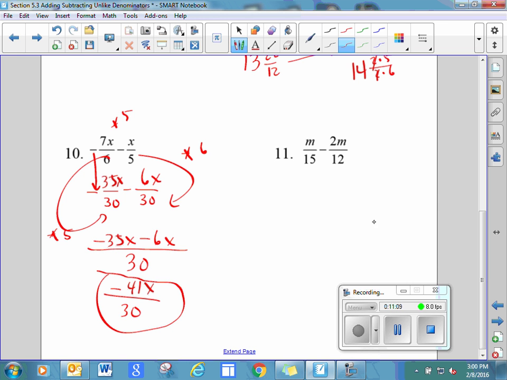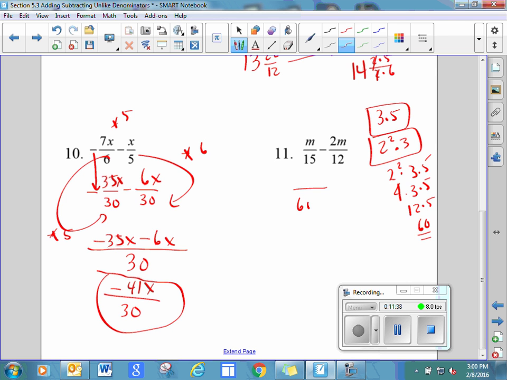All right, number 11. Let's see. We need to find the lowest common denominator between 15 and 12. I might need to do the prime factorization. 3 times 5 is 15. 12 is 4 times 3, which is 2 squared times 3. Every base I see to the highest exponent, 2 squared times 3 times 5. 4 times 3 times 5, which is 12 times 5, which is 60. That's our lowest common denominator.